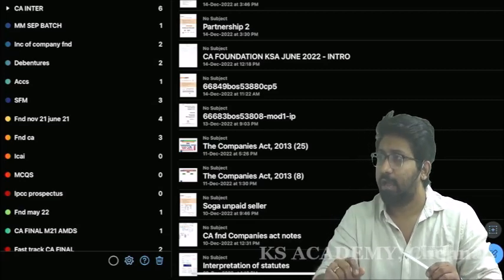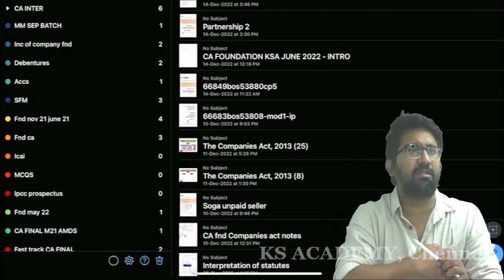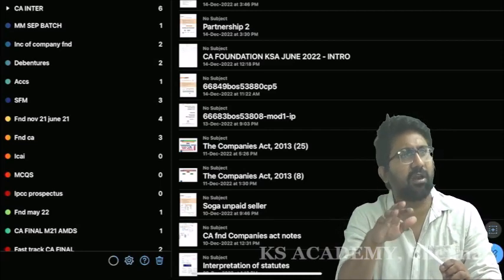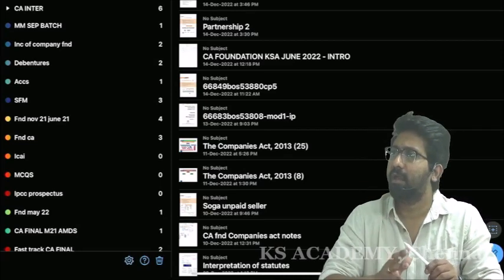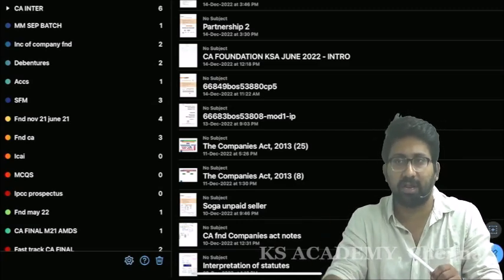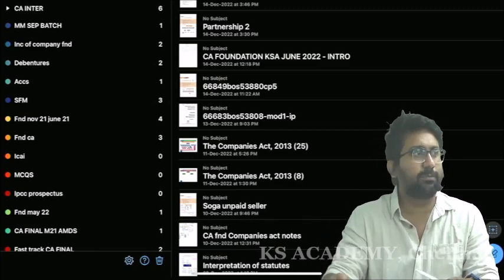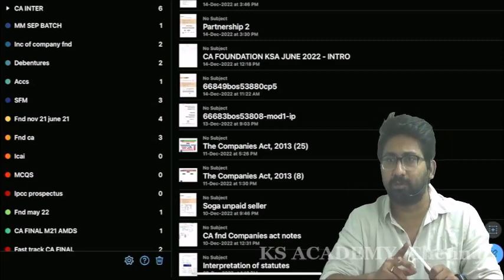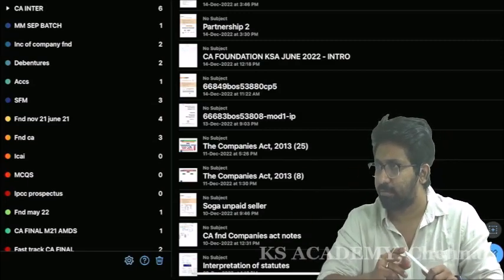Second one, not recognized anywhere in the prospectus. In the prospectus or in the annual return, I didn't write the name. However, he is controlling the company either as a shareholder or as a director. In that case, because of the direct control you impose, you will be called a promoter.